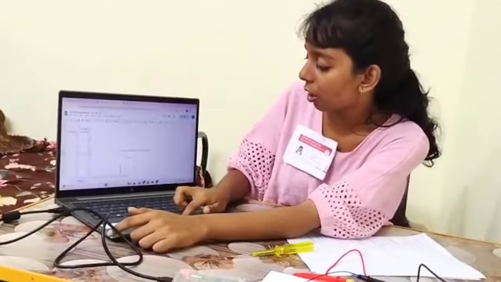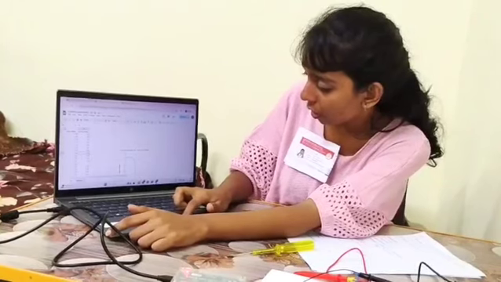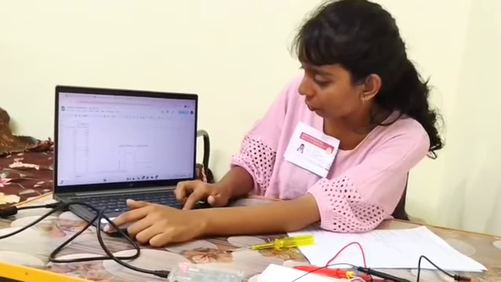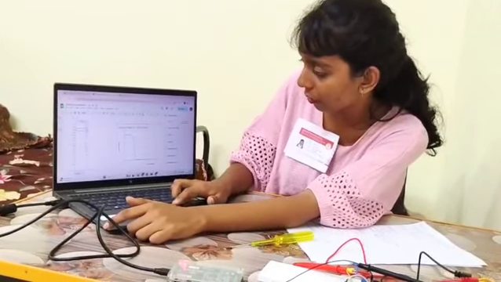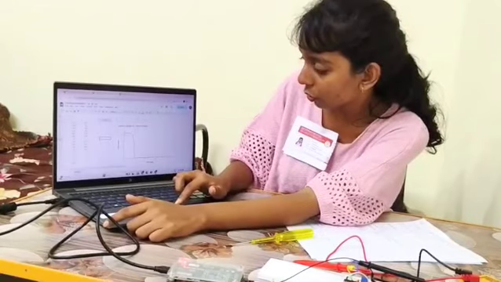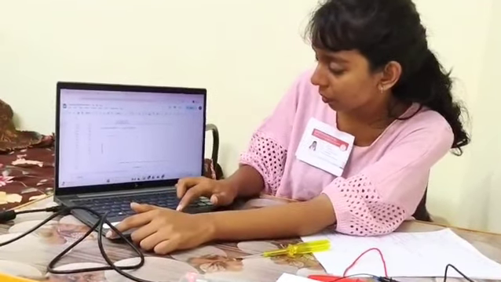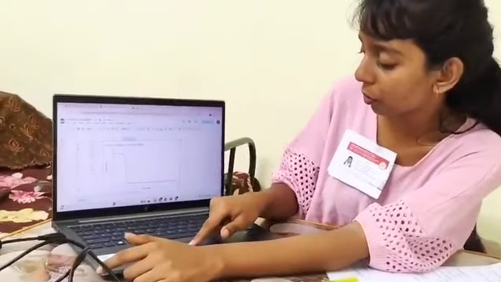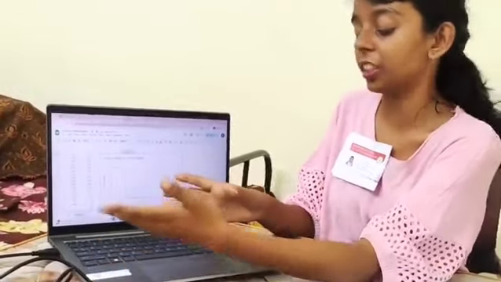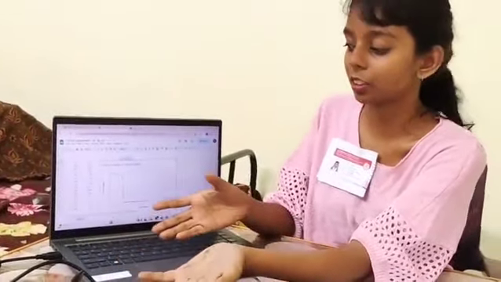And then when we take the graph for this, we get the graph which looks like this, between the input voltage and output voltage, which is the VTC graph, which we measured here successfully. And so that concludes our experiment.